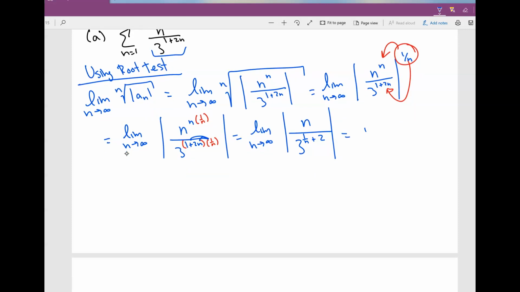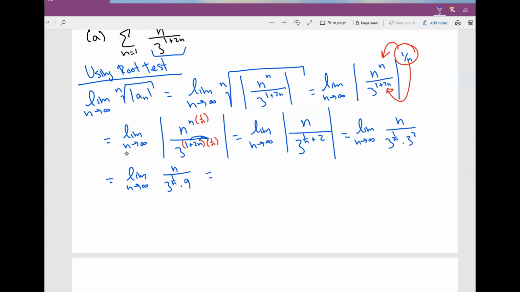So now I can just have the limit as n goes to infinity. Okay, now I don't really need the absolute values because all of these are going to be positive. So we're going to have n over 3 to the 1 over n, and I can break this up times 3 squared. So what I'm going to be left with is the limit as n goes to infinity of n over 3 to the 1 over n times 9.